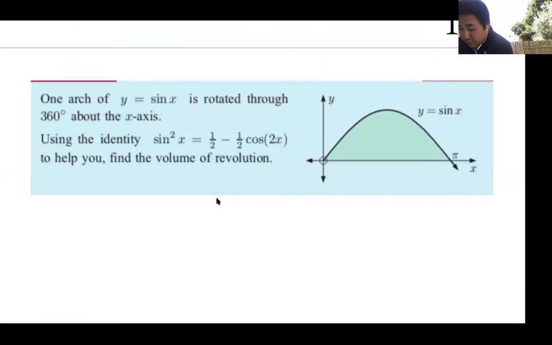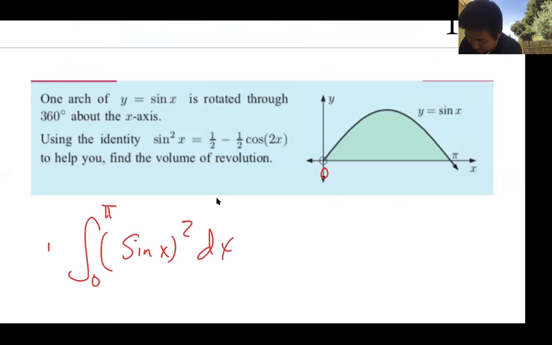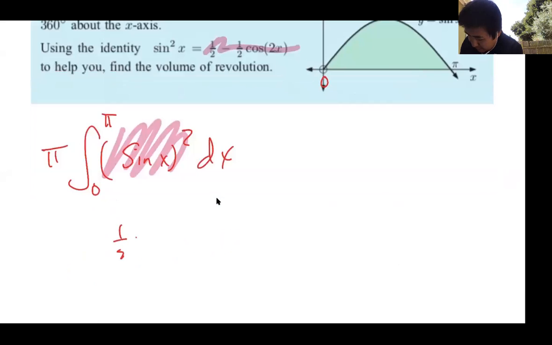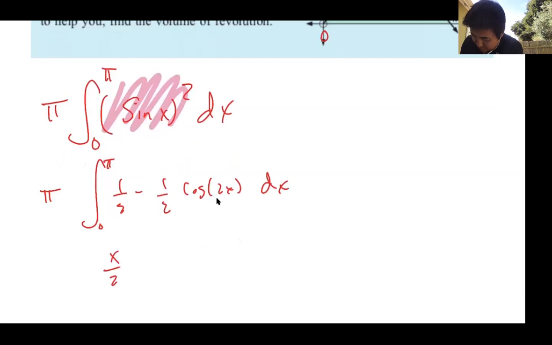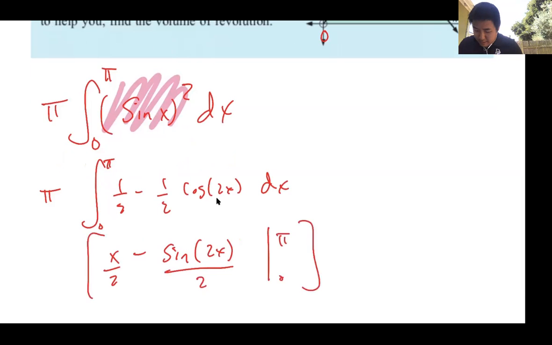This is one arch, and this is from 0 to pi. So the integral from 0 to pi of sine squared x dx times pi. Remember, sine squared x is equal to 1/2 minus 1/2 cosine 2x, from 0 to pi, times pi dx. So x over 2 minus sine 2x all over 2, from 0 to pi, times pi.